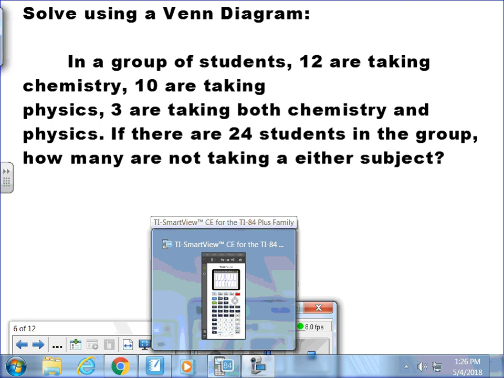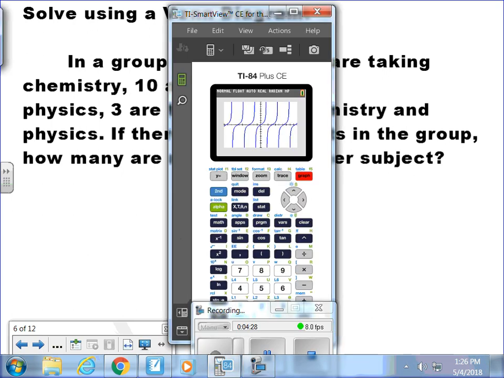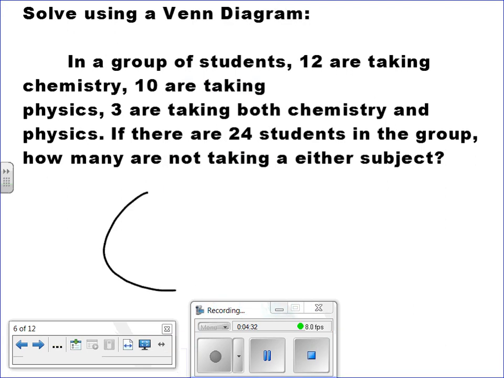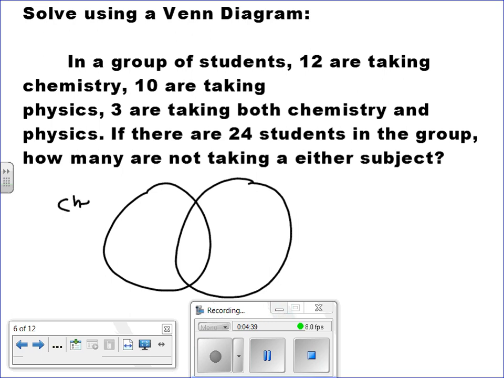All right, in a group of students, 12 are taking chemistry, 10 are taking physics, and 3 are taking both chemistry and physics. So how many circles do we need to draw? 2. Go ahead and draw yourself 2. We have our chemistry bubble. We have our physics bubble.